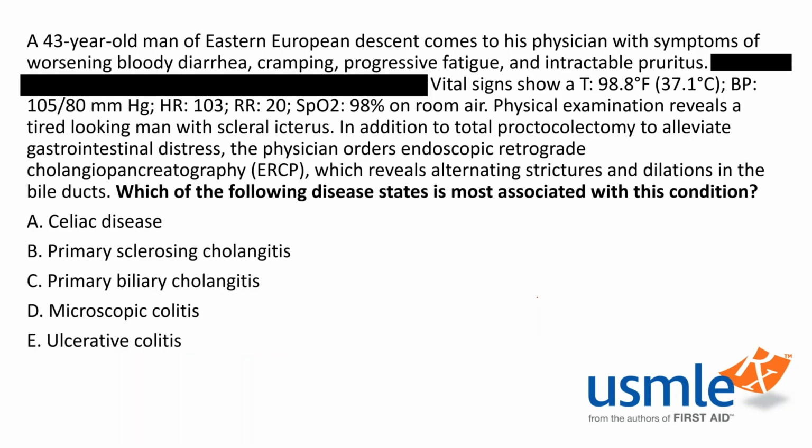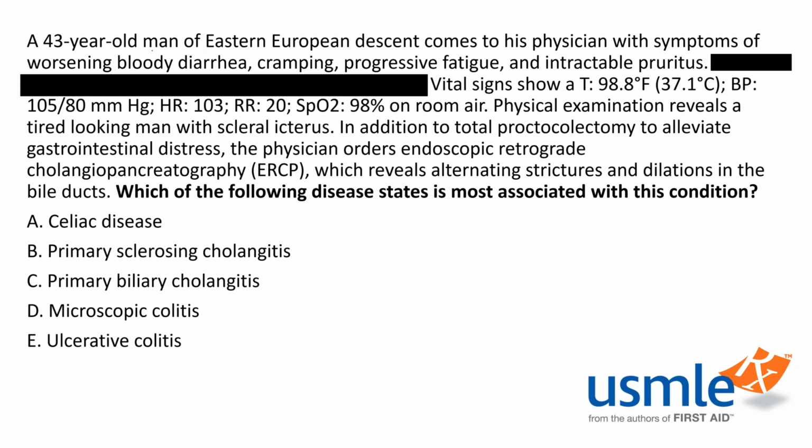All right, so for this question, once again, we have the same stem. We've omitted a sentence, and then the question that they're asking is, which of the following disease states is most associated with this condition? So we have an associated disease. This would be a two-step question. I'll just read it real quick, and then we can basically pick an answer.